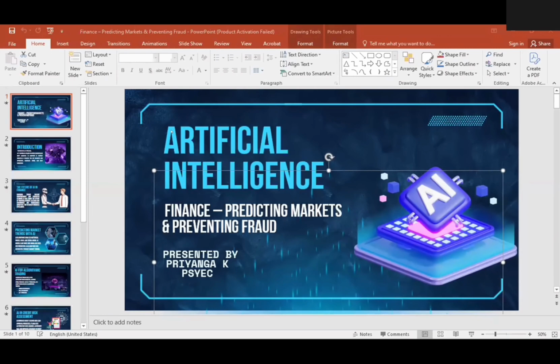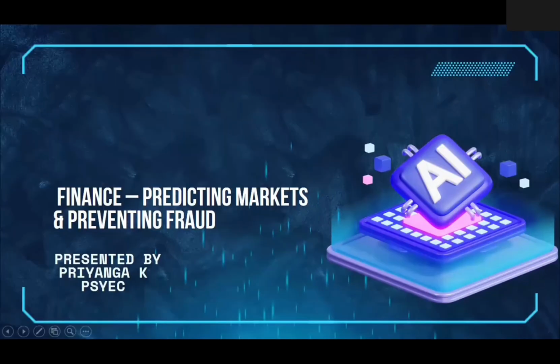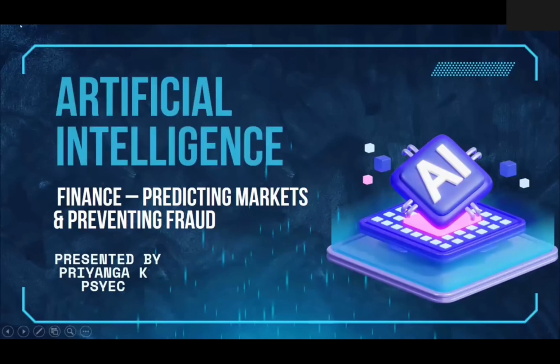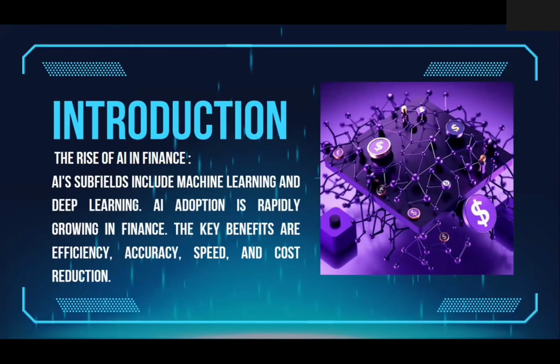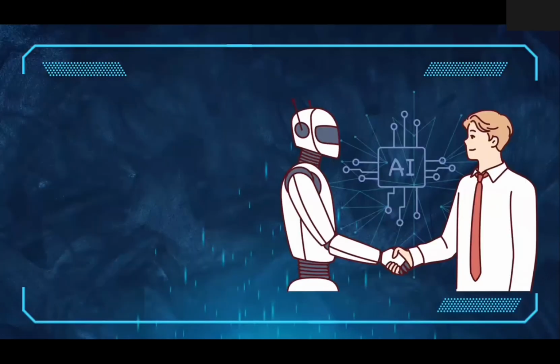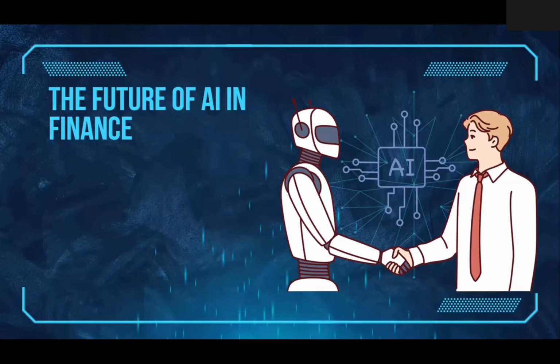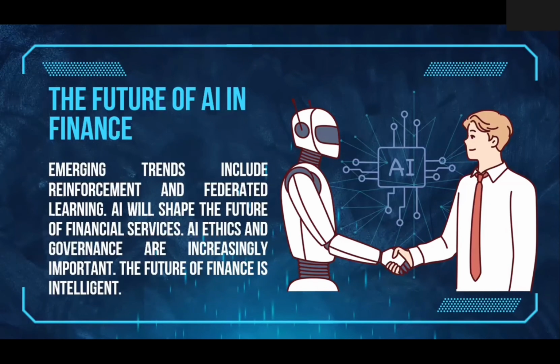I am here to share about the topic called AI in finance. AI includes machine learning and deep learning. AI adapts. Benefits are efficiency, accuracy, speed, and cost reduction. The future of AI in finance. Emerging trends include reinforcement and predictive learning. AI will shape the future of financial services. AI ethics and governance are increasingly important. The future of AI is intelligent.